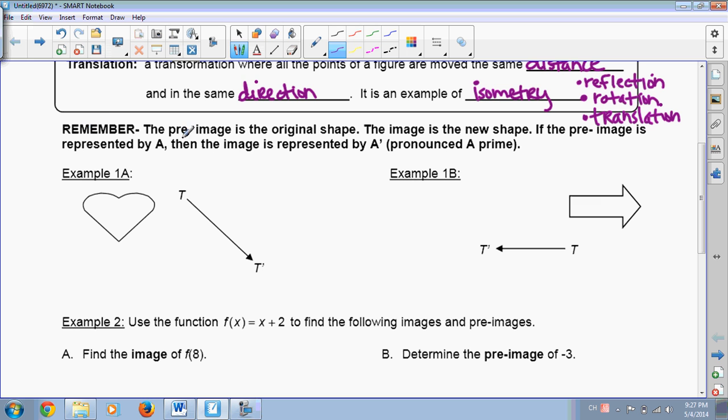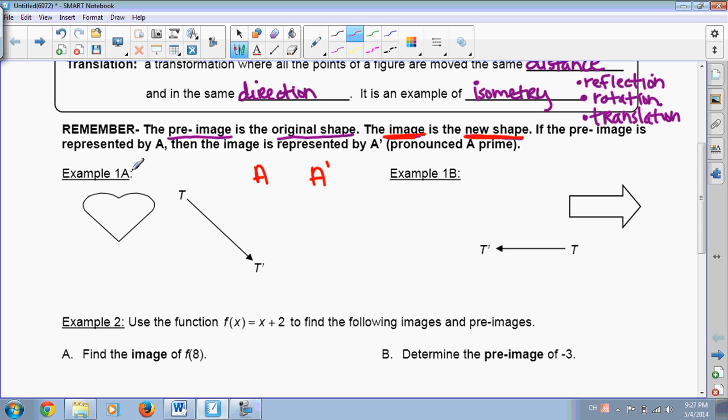So remember that the pre-image is the original shape. So the first image that you see is the pre-image, and the image is the new shape. So once you move the pre-image, it becomes the new image, or the image. If the pre-image is represented by A, then the image is represented by A prime. It has this little apostrophe. So the original will be A, and once it's moved, it's called A prime.